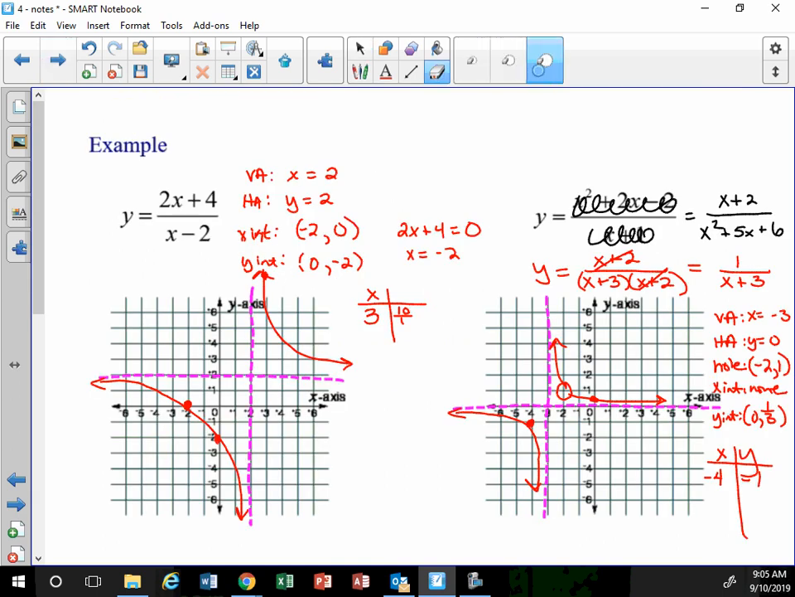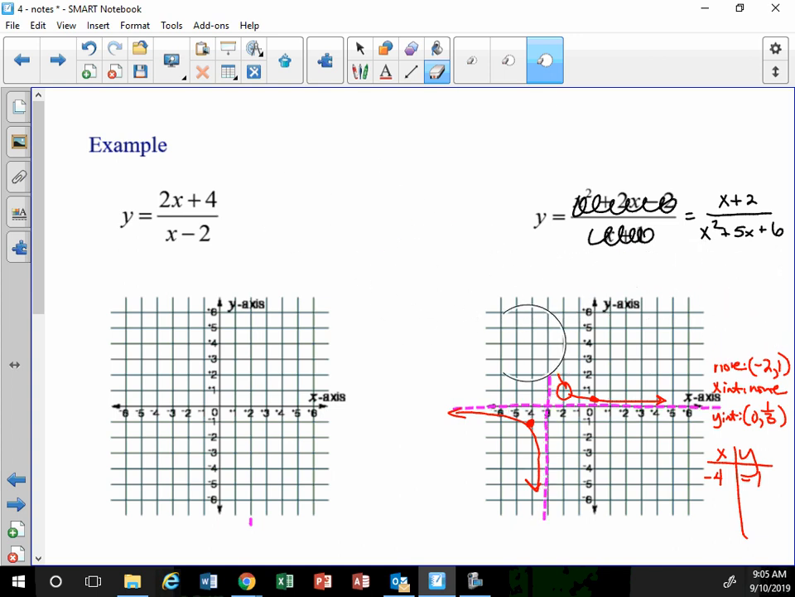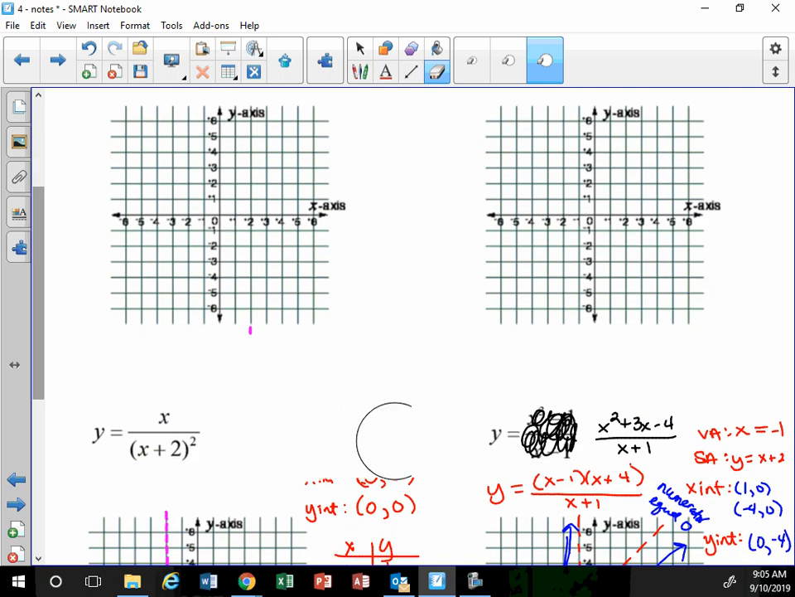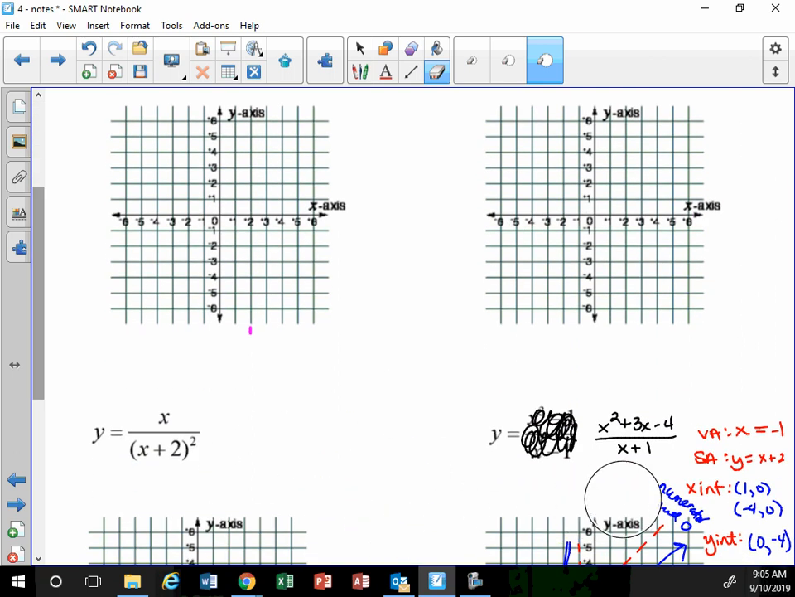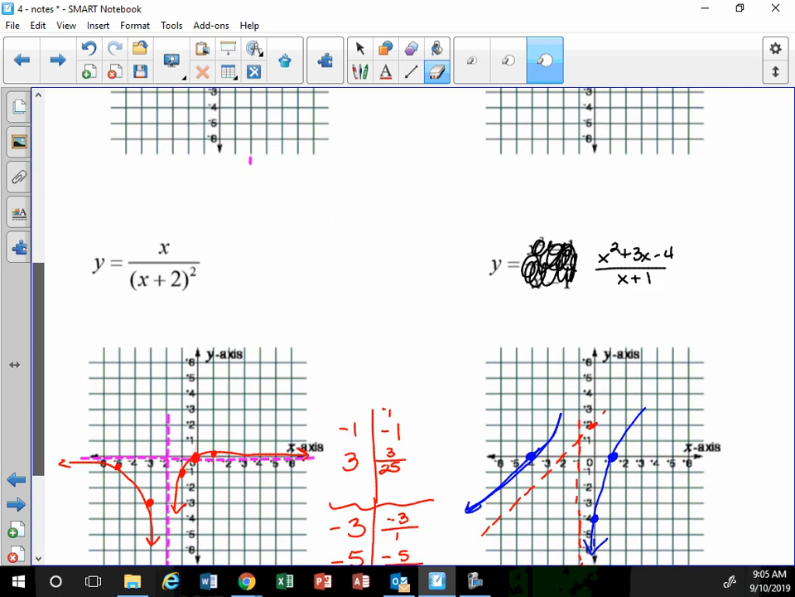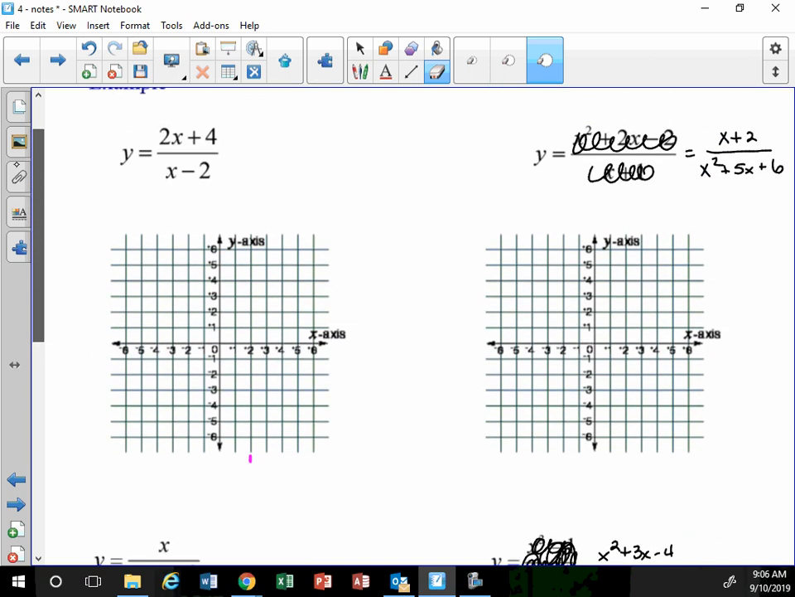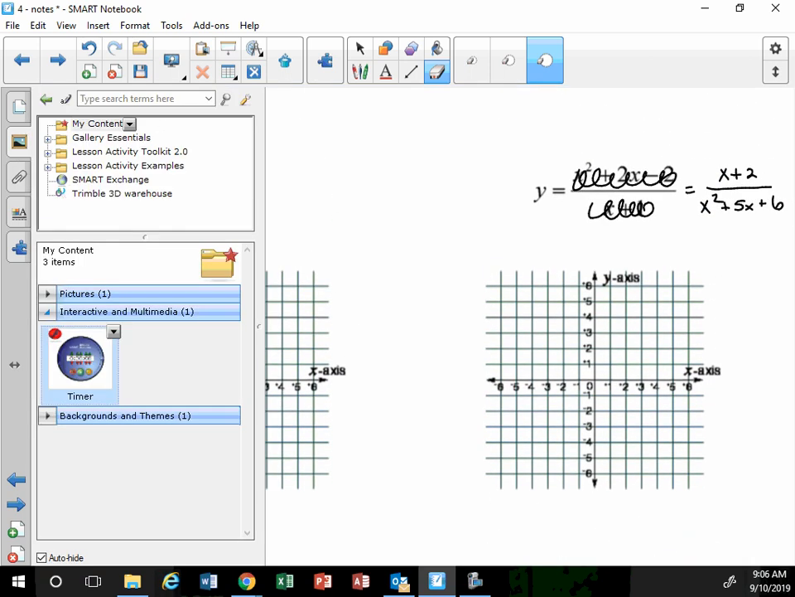Let me get rid of this. I did change some equations a little bit for you, so don't work ahead of me today, okay? And I'm actually going to change the third one too. So, number 1, we can look at as it is, though.